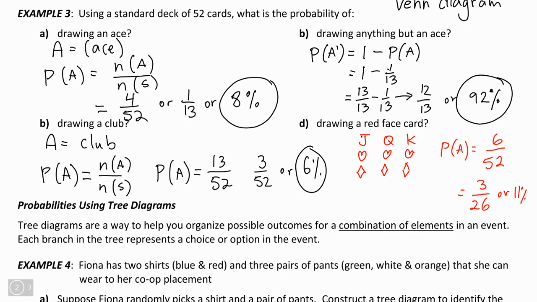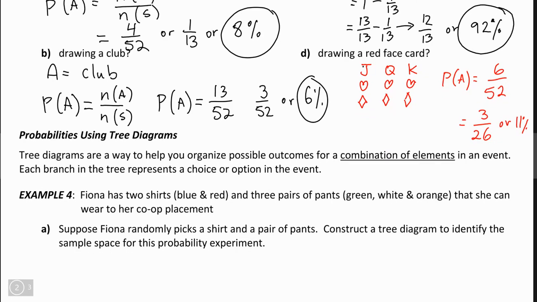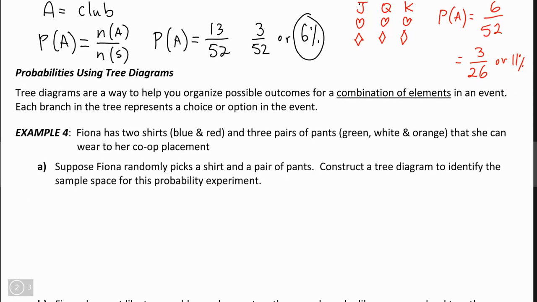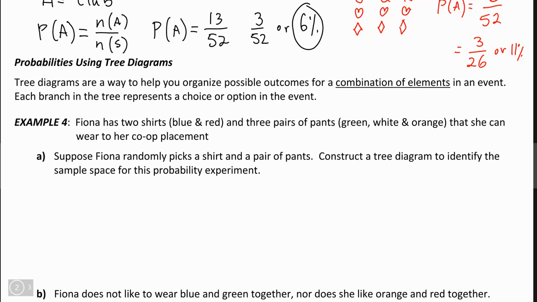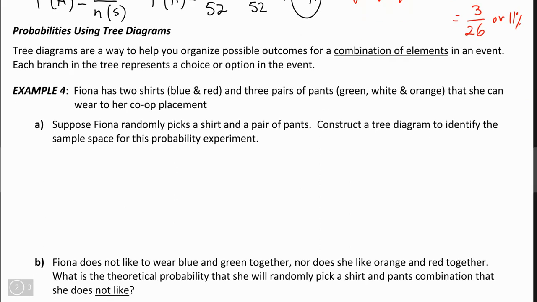Okay, so there's other ways you can do probabilities. You can use tree diagrams. So tree diagrams are a way to help you organize possible outcomes for a combination of elements in an event. So what happens if you have repeating events here, or multiple choices in your outcomes? So let's go through a couple of examples like this.